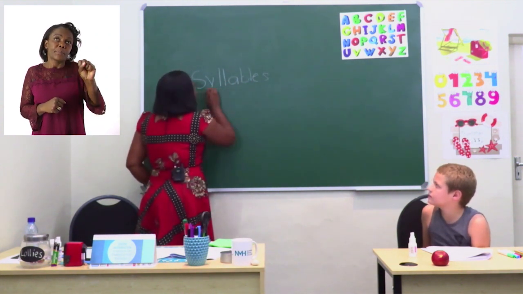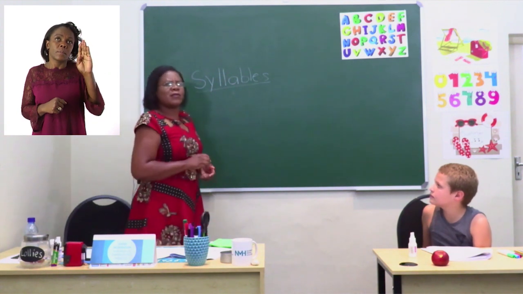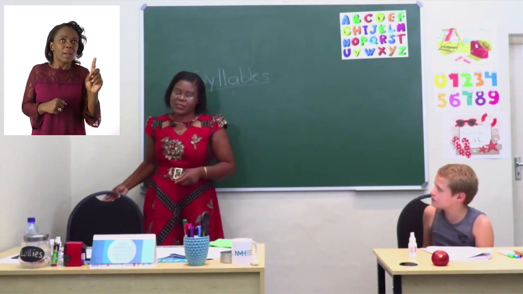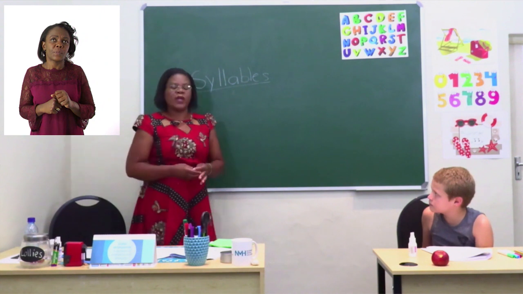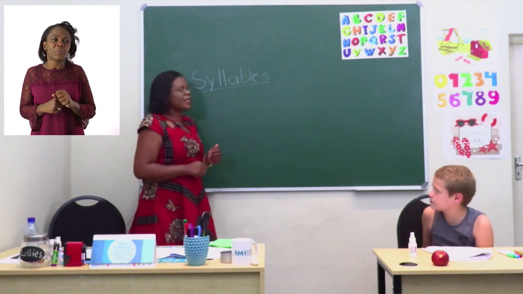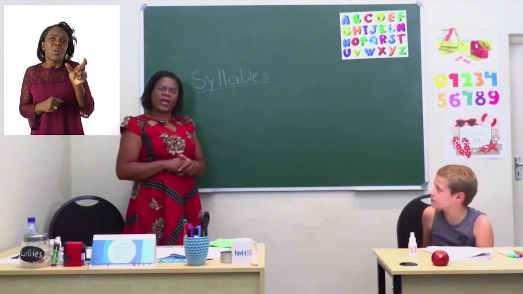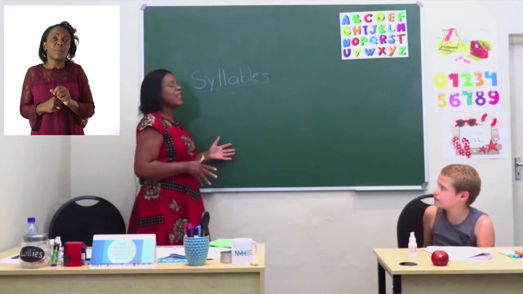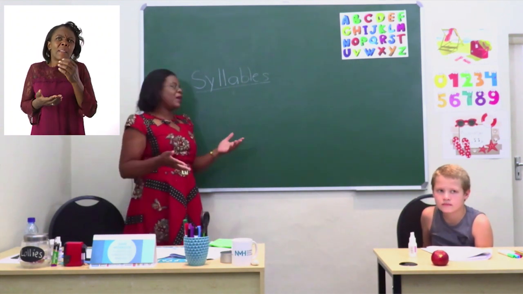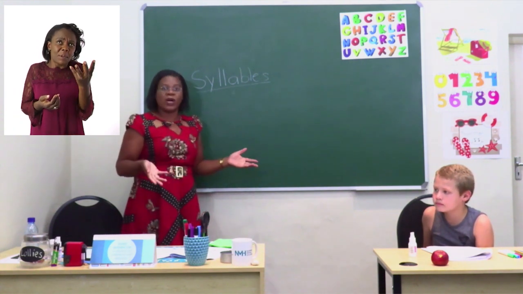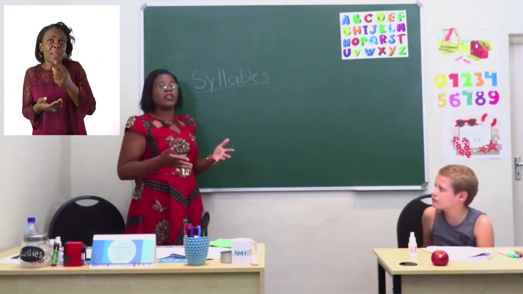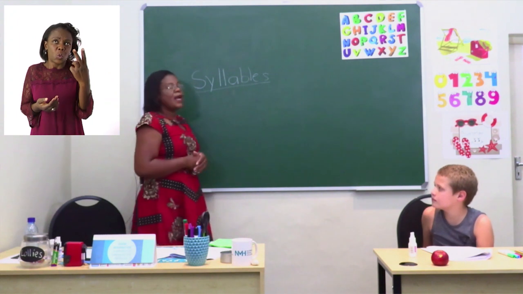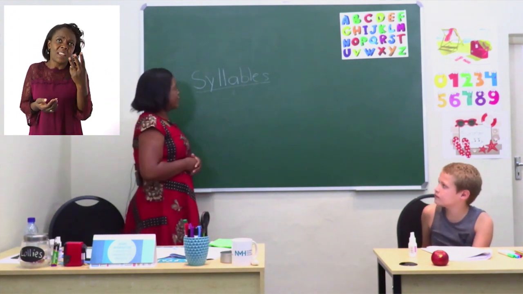Syllables. Now, what are syllables? Syllables are the beats in a word. Each word has syllables, and they don't all have one syllable, but they have different numbers of syllables. Some words have 1, some 2, some 3. Today we are going to learn how we get the number of syllables in a word.